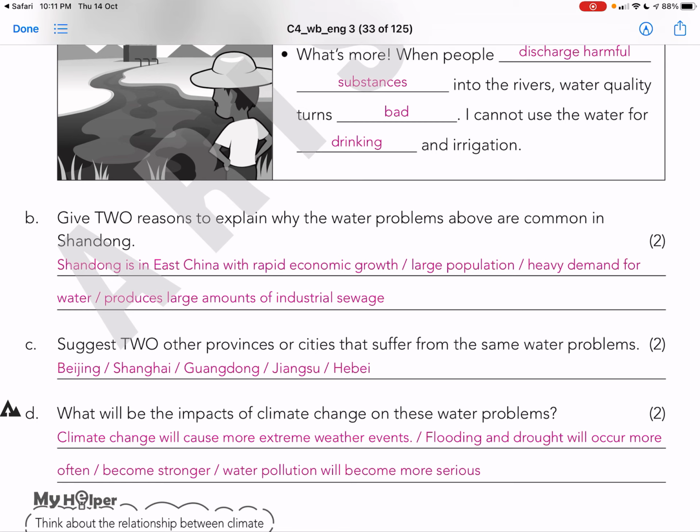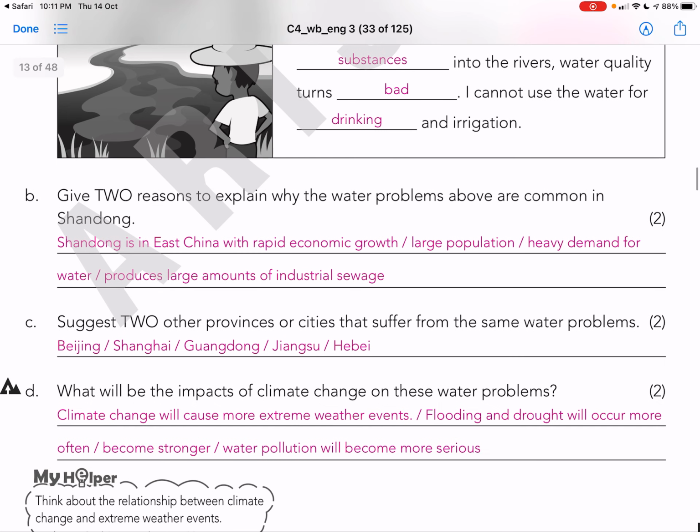Suggest two more other countries or cities that suffer from the same water problems. Okay, Beijing, Shanghai, Guangdong, Jiangsu, and Hebei. Some of you wrote other answers. It really depends. For example, Fujian. I think it's okay.